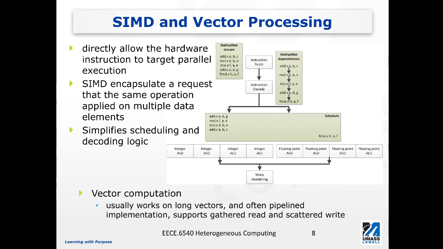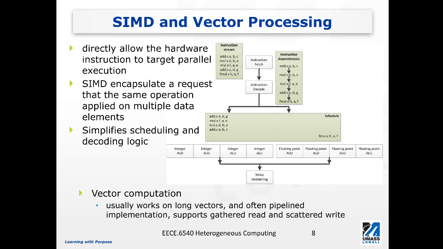The instruction streams will go through the instruction fetch and decoding stage. At the decoding stage, the dependencies among these instructions will be analyzed. When these instructions are scheduled, they will be issued onto those multiple ALUs for integers and for floating point to accomplish these single instruction for multiple data operations.